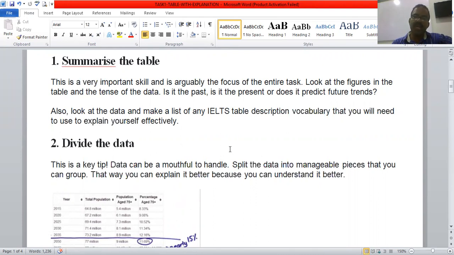Also look at the data and make a list of any IELTS table description vocabulary that you will need to use to explain yourself effectively.